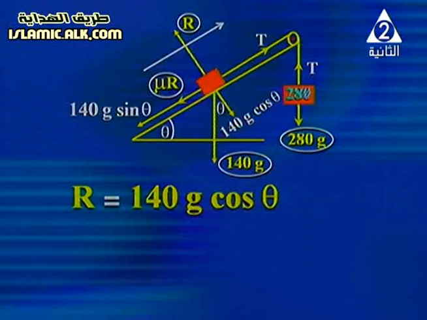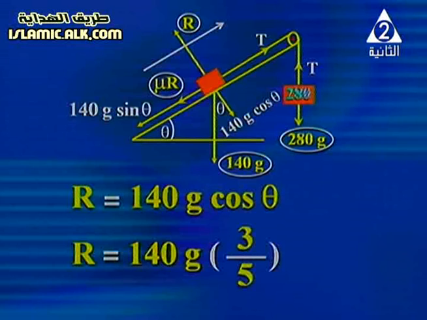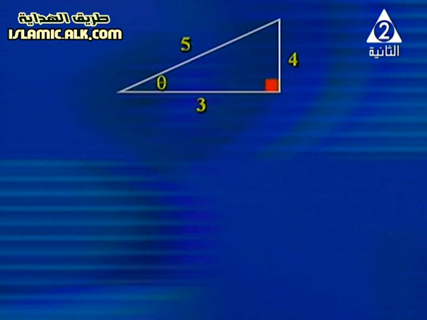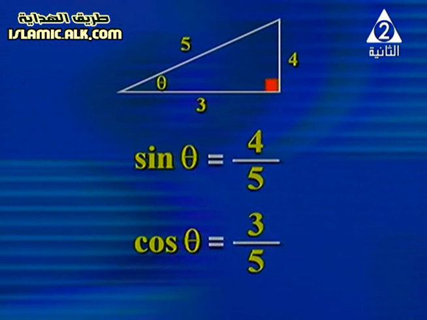Vertically, r equals 140 g cosine theta. This is number 1. By substitution about cosine theta equals 3 over 5 to find the value of r, then r equals 140 times 3 over 5 g equals 84g. After that, look at it, we have sine theta 4 over 5, cosine theta 3 over 5.